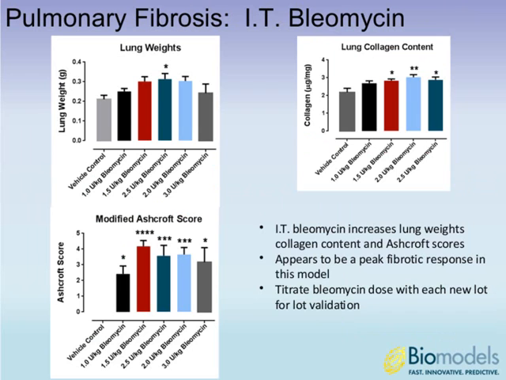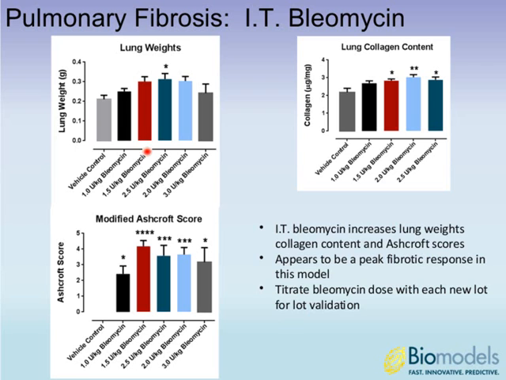Here we have lung weights, collagen content, and modified Ashcroft score for these same animals. And in general, you see a little bit of a dose-responsive increase, but with these measures, we do see what appears to be a peak fibrotic response in this model.